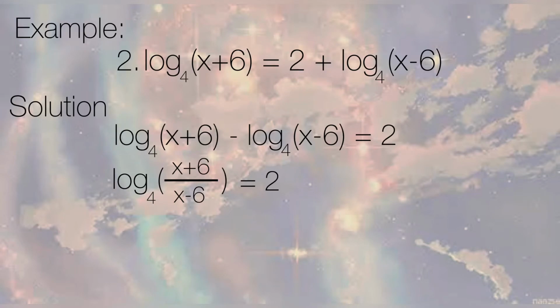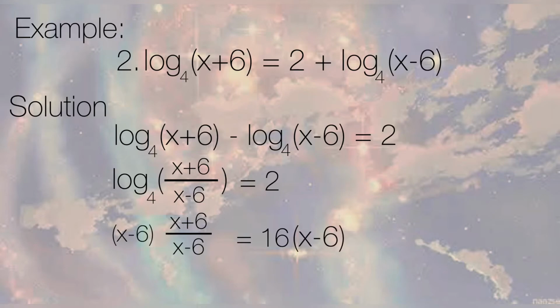Since it's already short, let's proceed to the solution. The equation will become 4 squared is equal to (x + 6) over (x - 6). First is to get the answer of 4 squared, so it becomes 16. And second is to multiply both sides by x - 6 to cancel the denominator of x + 6. So multiply it.